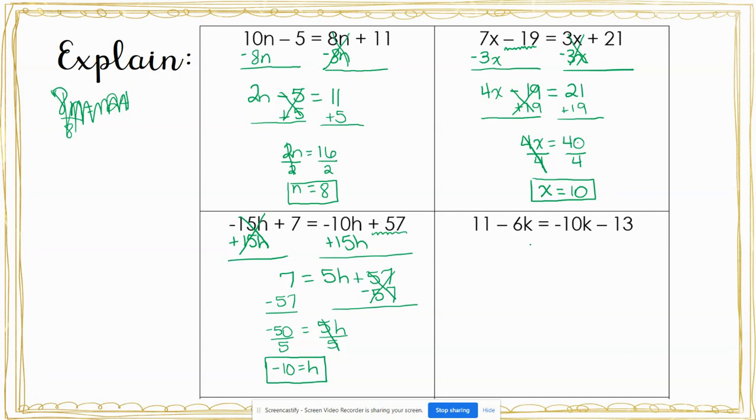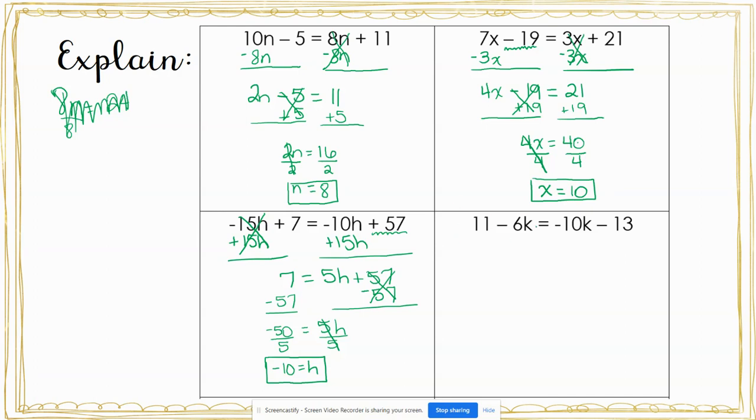I do see that I have the k on both sides of my equation, so I need to move one of those. Like I said before, I usually try to move the one that has the smaller coefficient, although you could move either one technically, and as long as you're very careful with your positive and negative numbers, you should still get the right answer.